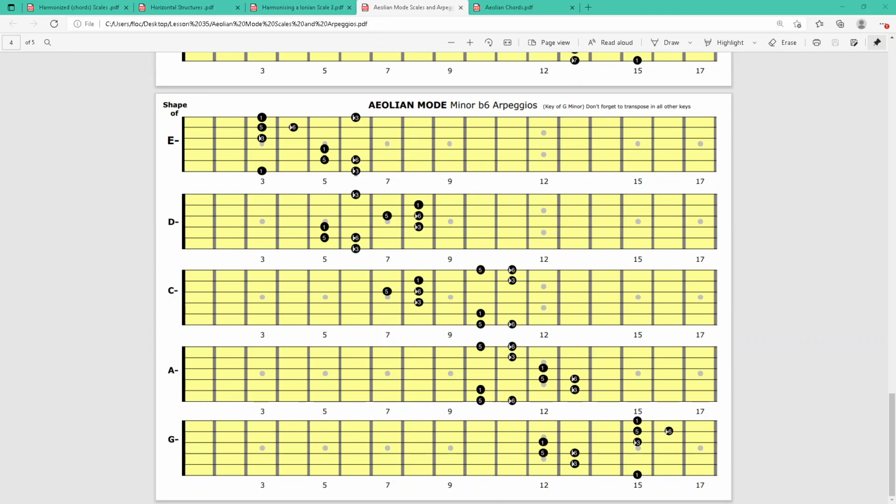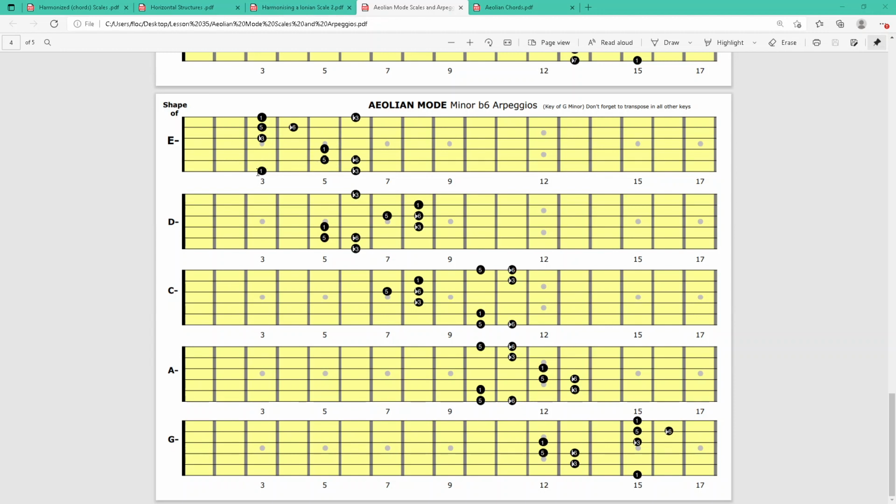1, flat 3. But if you remember Aeolian, and this must have been lesson 7, imagine for a second that this flat 6 is actually 1. If this was 1, this is a major 7. If this was 1, this is a 5th. If this was 1, this is a 3. Now you have 1, 3, 5, major 7.